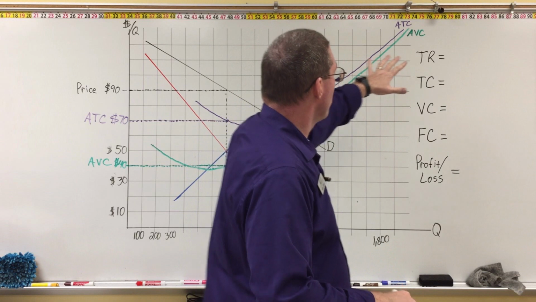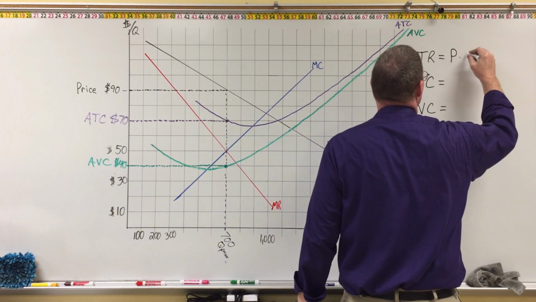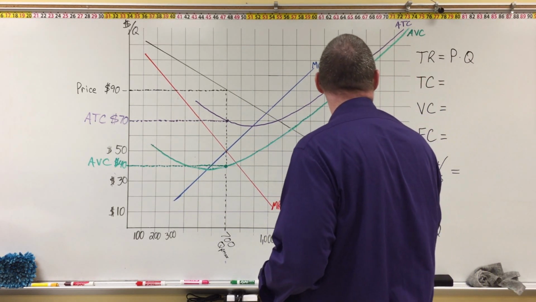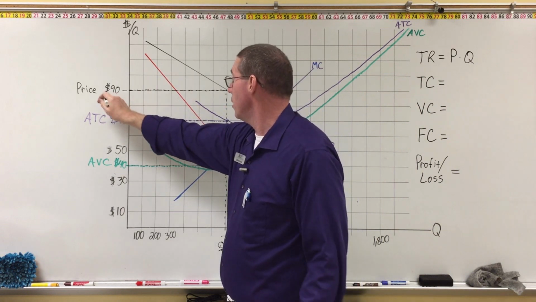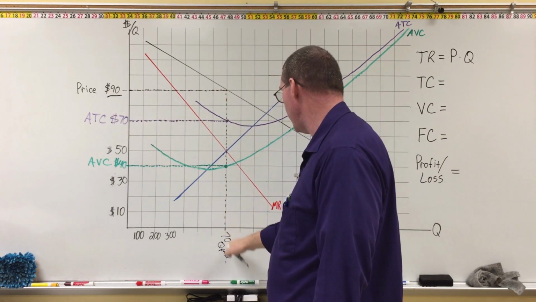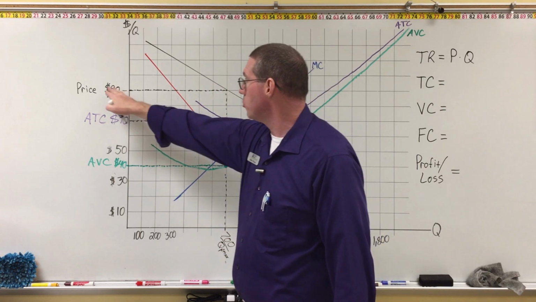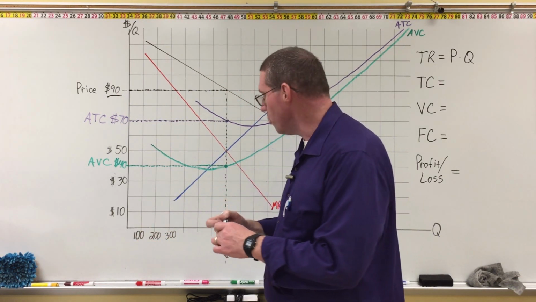so let's talk about total revenue first. We know that the formula for total revenue is price times quantity. So this is actually a really easy one to calculate. The price is 90 in this particular case, and the quantity is 700. So all we have to do is take our quantity, 700, multiply it by 90, and we have our total revenue.